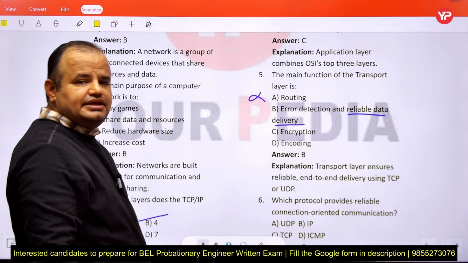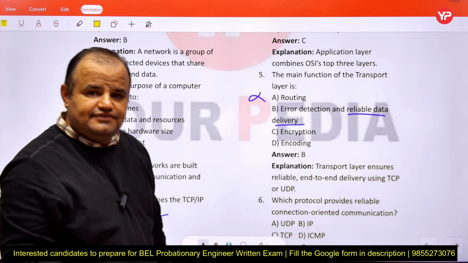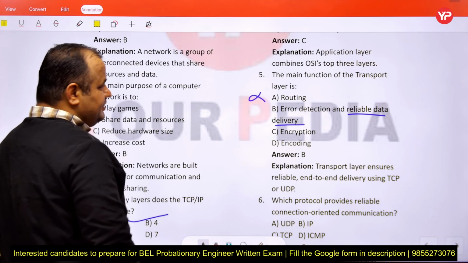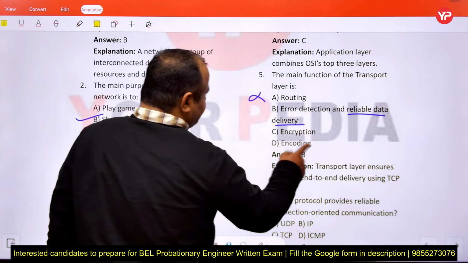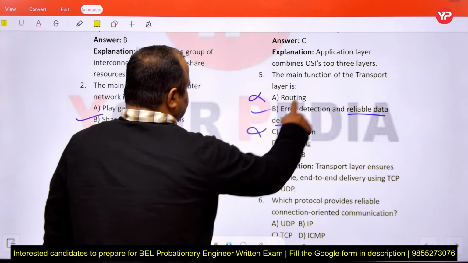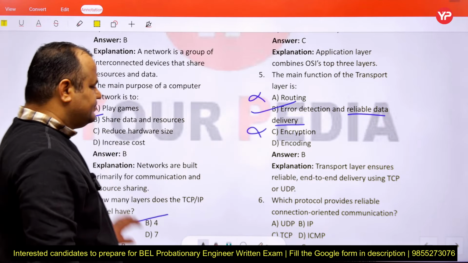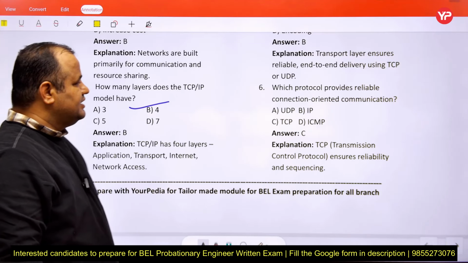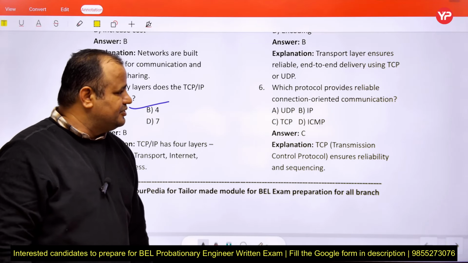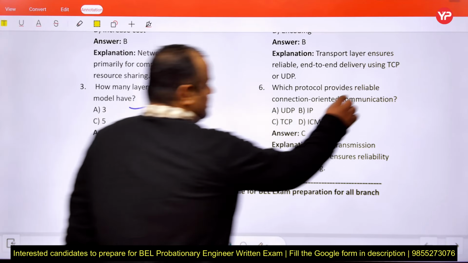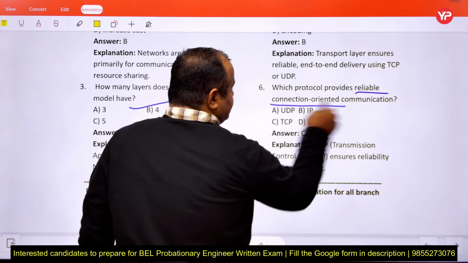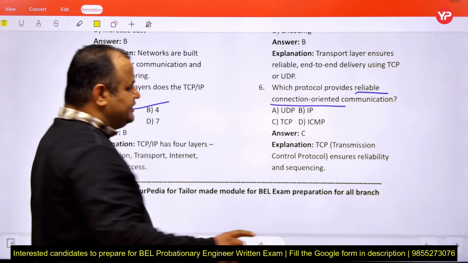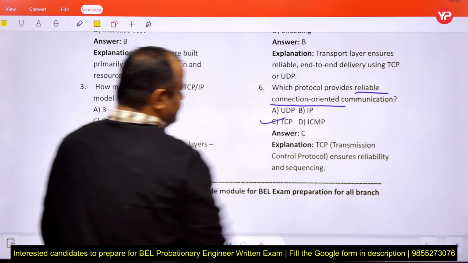The transport layer has 2 protocols. One is TCP, one is UDP. TCP provides you reliable data transfer. Fine. Encryption, no. So B is the right answer. Which protocol provides reliable connection oriented communication? Now see, reliable connection oriented. UDP is connectionless. TCP is connection oriented. That's why TCP.